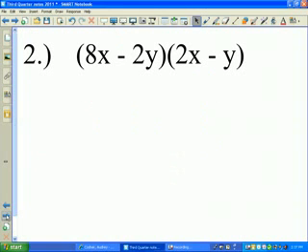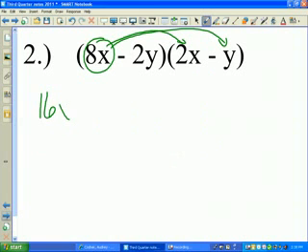Number 2. So 8x minus 2y times 2x minus y. What's different? This time we have 2 variables. Don't freak out, because guess what? We're going to do exactly the same thing that we did for the other examples. So we have 8x, and I'm going to distribute that to everything inside the parenthesis. So that means 8x times 2x will give me a 16x squared. 8x times a negative, remember there's a 1 there, y will give me a negative 8xy.